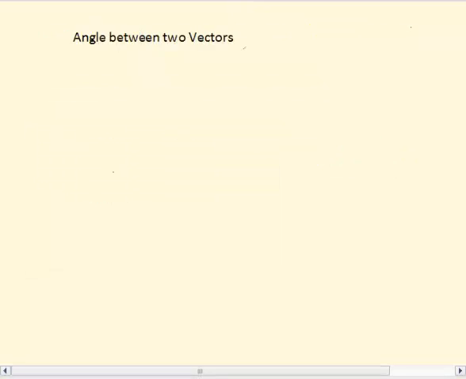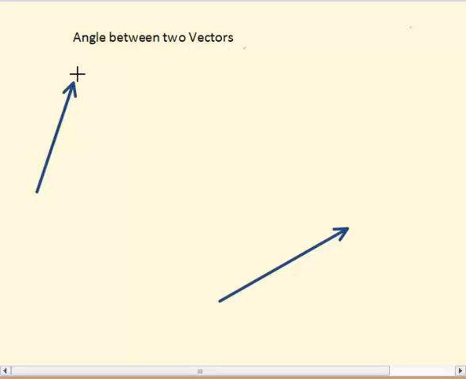Now we'll try to understand what could be the angle between two vectors and how it is defined. Suppose I have two vectors. Vector in space like this, and another vector in space like this. And suppose I want to know what is the angle between these two vectors. Let's call this vector B, and let's call this vector A.